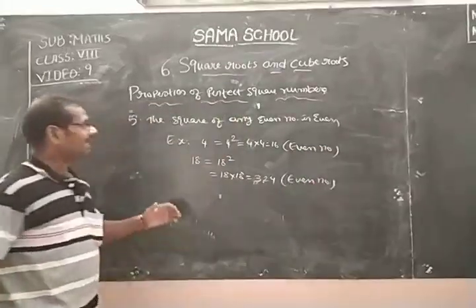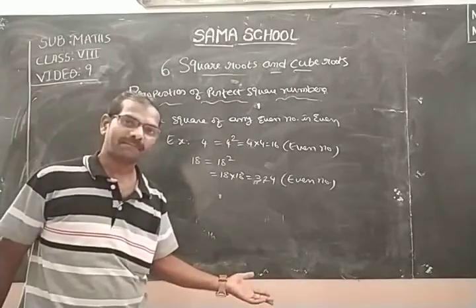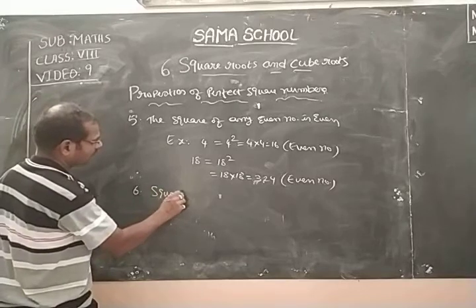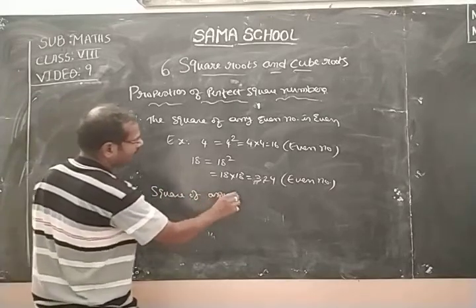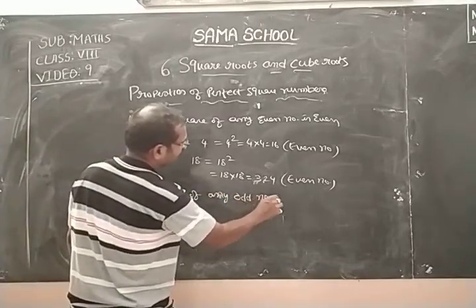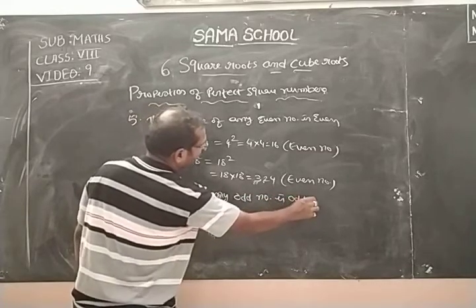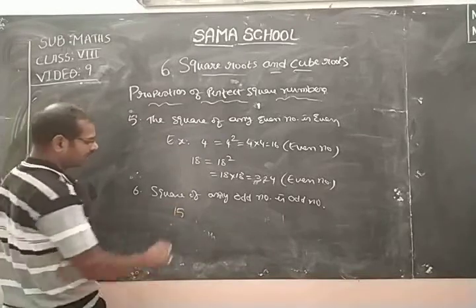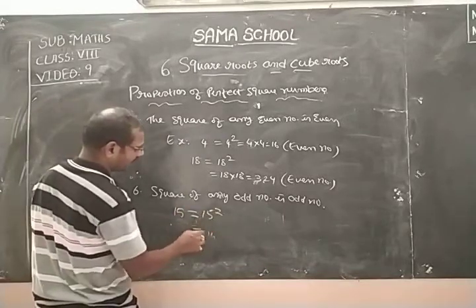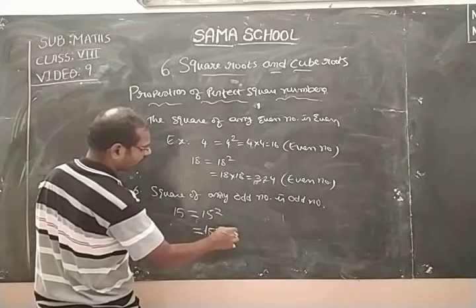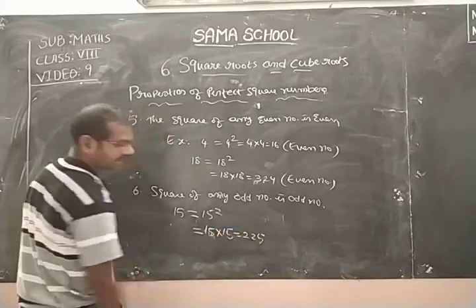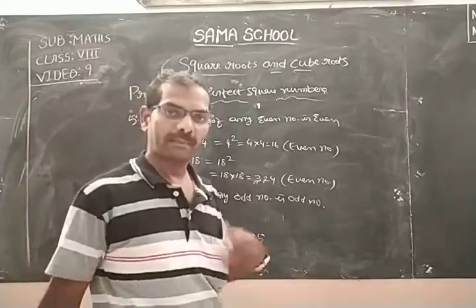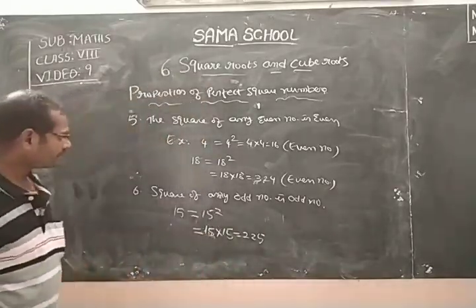Then the next point is the square of any odd number is an odd number. Suppose 15 is an odd number. 15 square, you can write as 15 into 15, which is 225, an odd number. 11 is there, 11 square, 11 into 11, 121, an odd number. Okay.